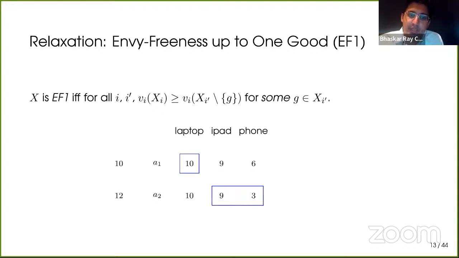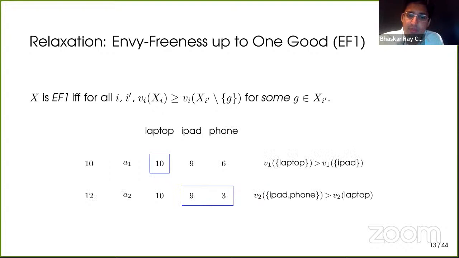And consider this following allocation, where you allocate the laptop to the first agent and the iPad and the phone to the second agent. So this is not an envy-free allocation, as you can see that agent 1 would envy agent 2. But is this an envy-free up to one good allocation? So let's look at it.